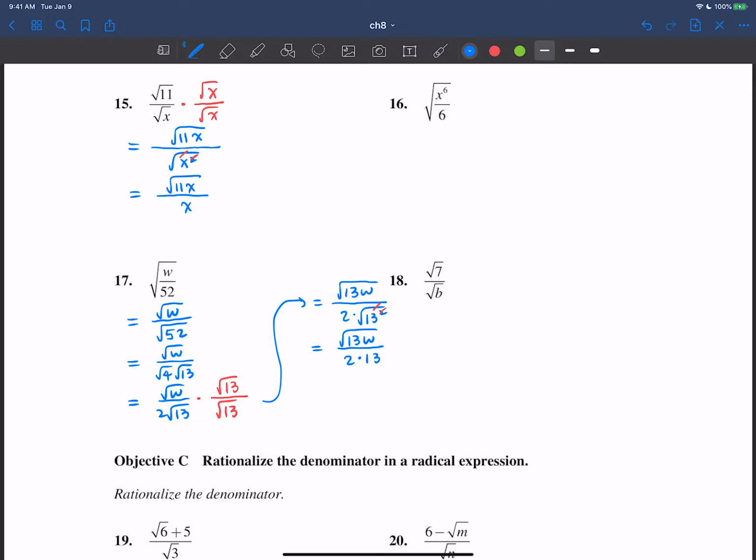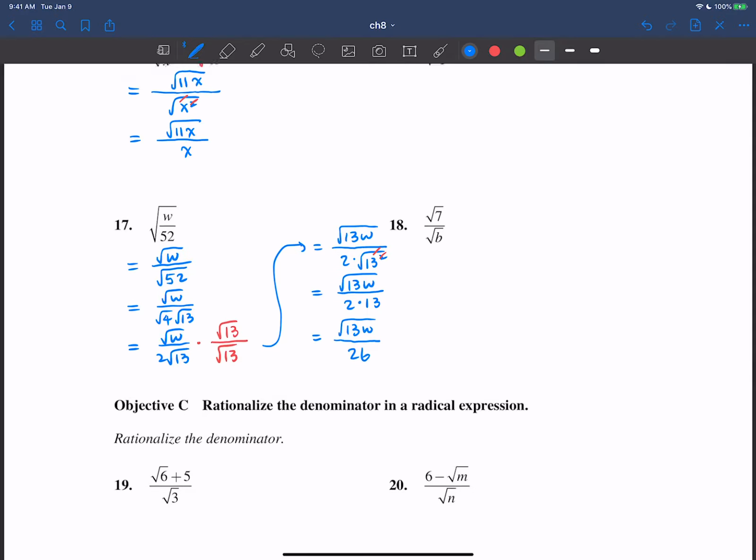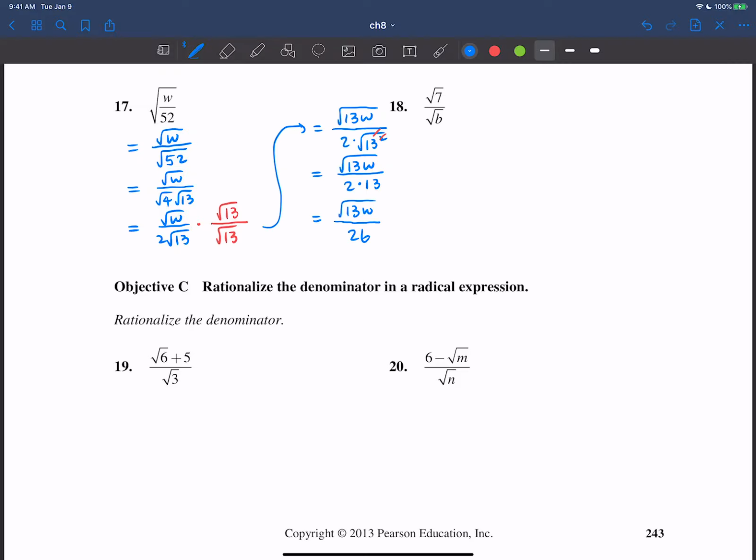And again, I'm just showing you all the steps. For an experienced math student, you could just totally skip some of the steps that I show over here and then skip to the next. And the final answer is radical 13w over 26. Sometimes the rationalization might be a little bit more complicated, which we will see in the next few examples.